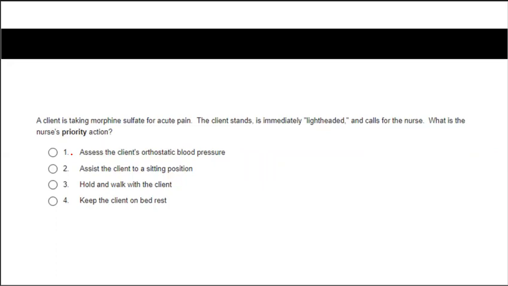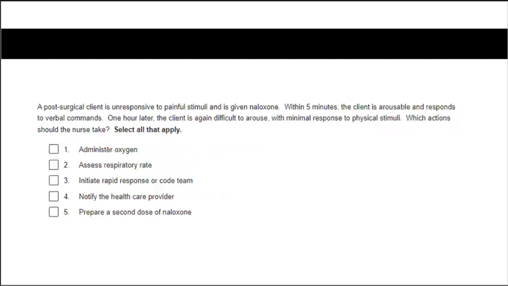The client is taking morphine sulfate for acute pain. The client stands and is immediately lightheaded. So again, I'm already suspecting orthostatic hypotension in my client. What is the nurse's primary action? Okay, so my priority action would be to assist the client to a sitting position so that he doesn't fall. Again, I will need to carry out an assessment, but we said if the client is in distress, we do not want to assess first.